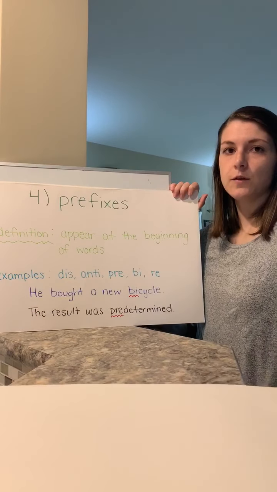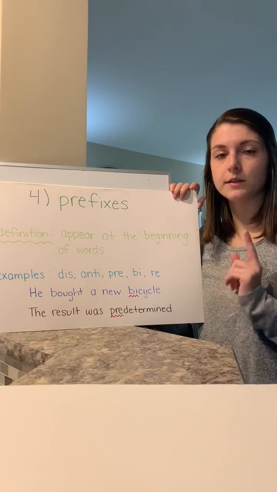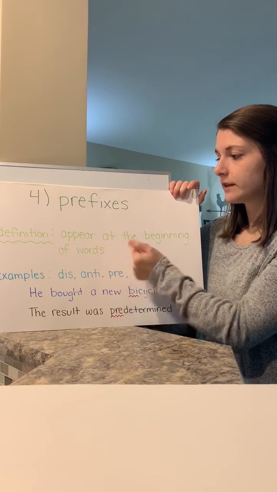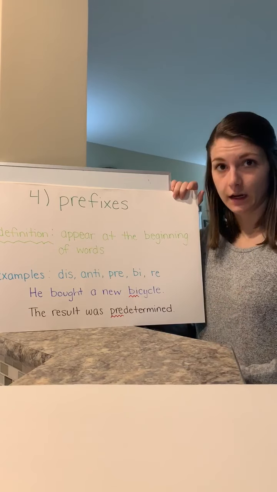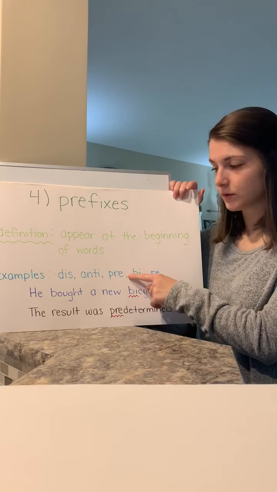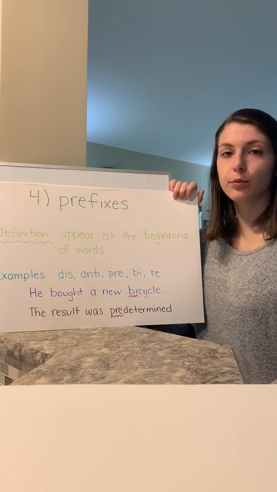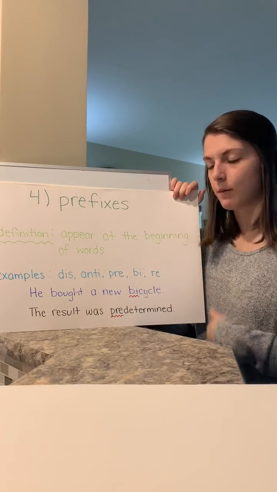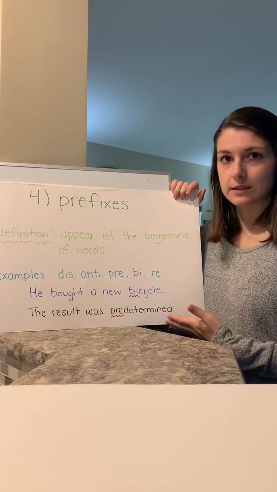So like I said, affixes are split into 2 categories. The first category is prefixes. So prefixes appear at the beginning of the words. They are in the beginning. Some common examples: dis, anti, pre, bi, re. There's many, many more, but these are just some common ones. And here are some sentences.